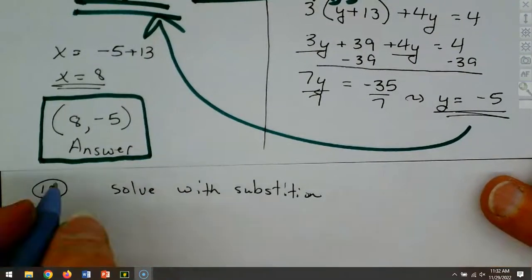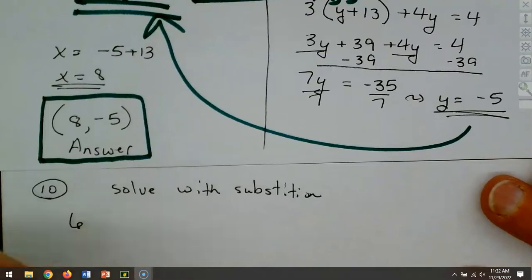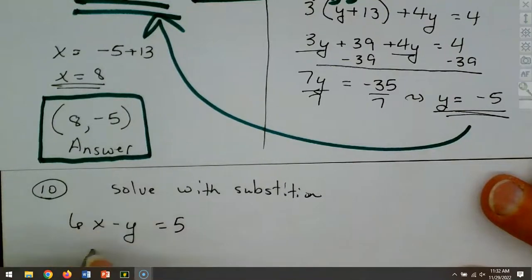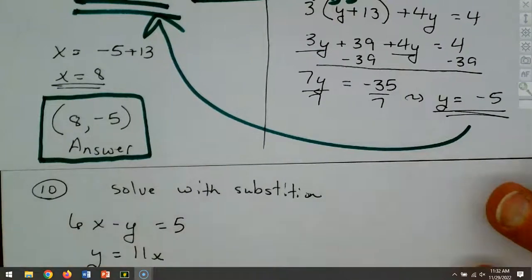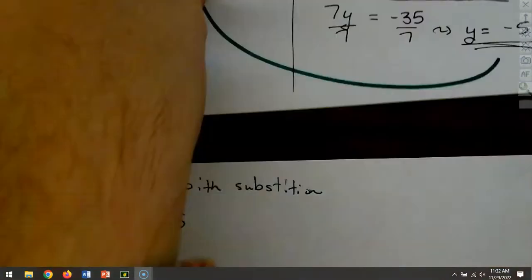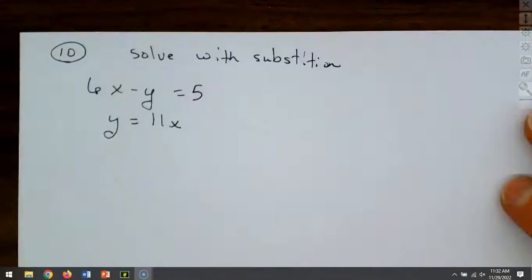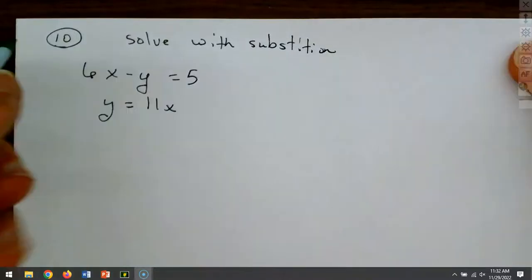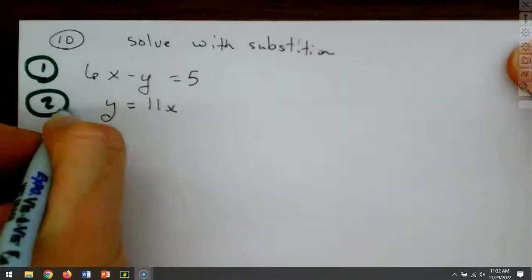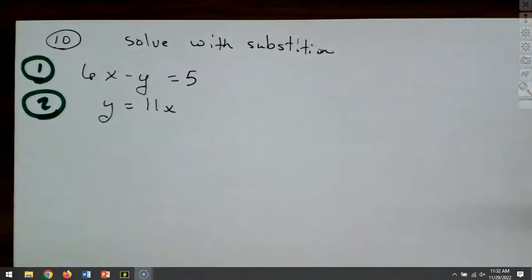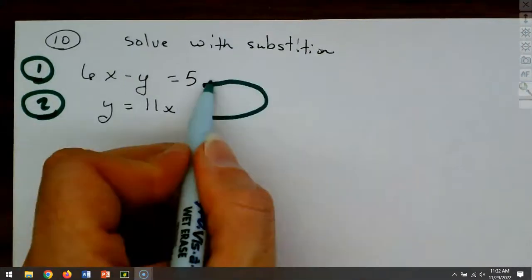And what we've got on 10 is we've got 6x minus y equals 5. And we've got y equals now 11x. This one's actually easier than the last one. Why is this one easier? Well, I've got my two equations, but look at my second equation. Well, it's already been solved for y, hasn't it? So all I have to do is what? Plug it in.